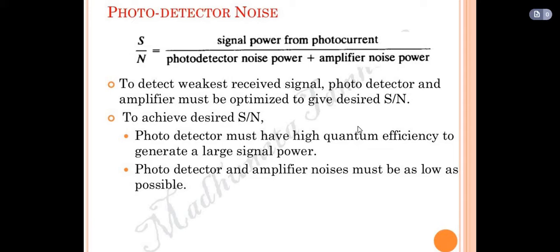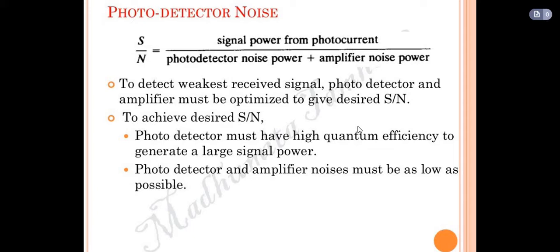The next thing is how to achieve the desired SNR. To get the desired SNR, we need to consider the signal power to the noise power. In the noise power, we have two types: one is the amplifier noise power, and the second is the photodetector noise power. If you consider these two together, then the resulting ratio is the signal to noise ratio. Here, to achieve the desired SNR, what are the things we require, students?